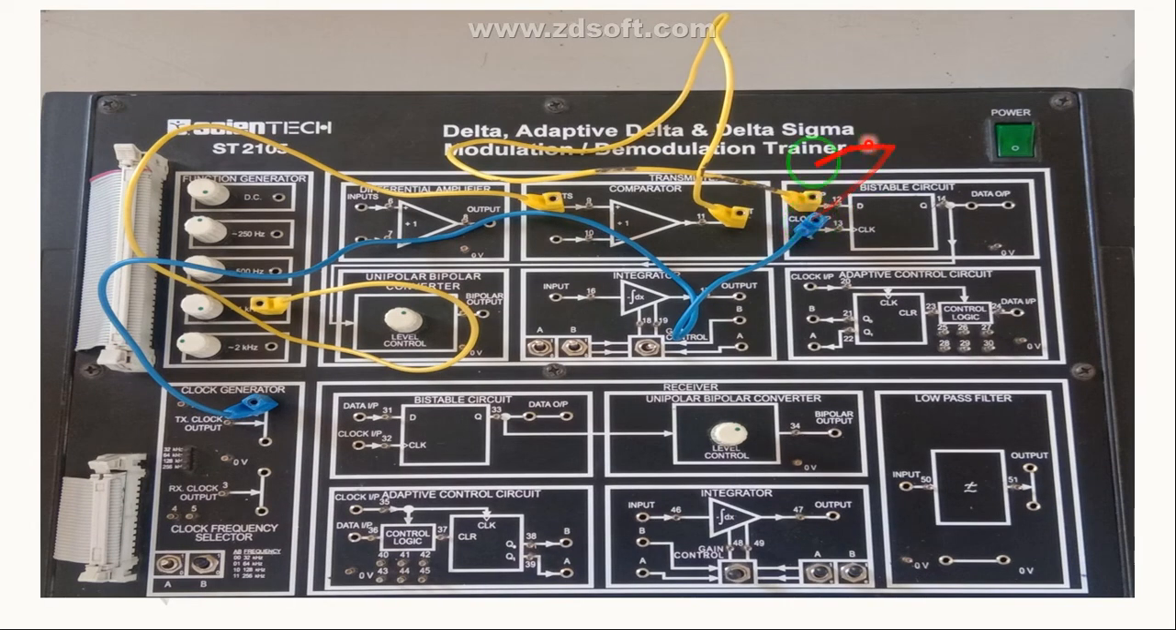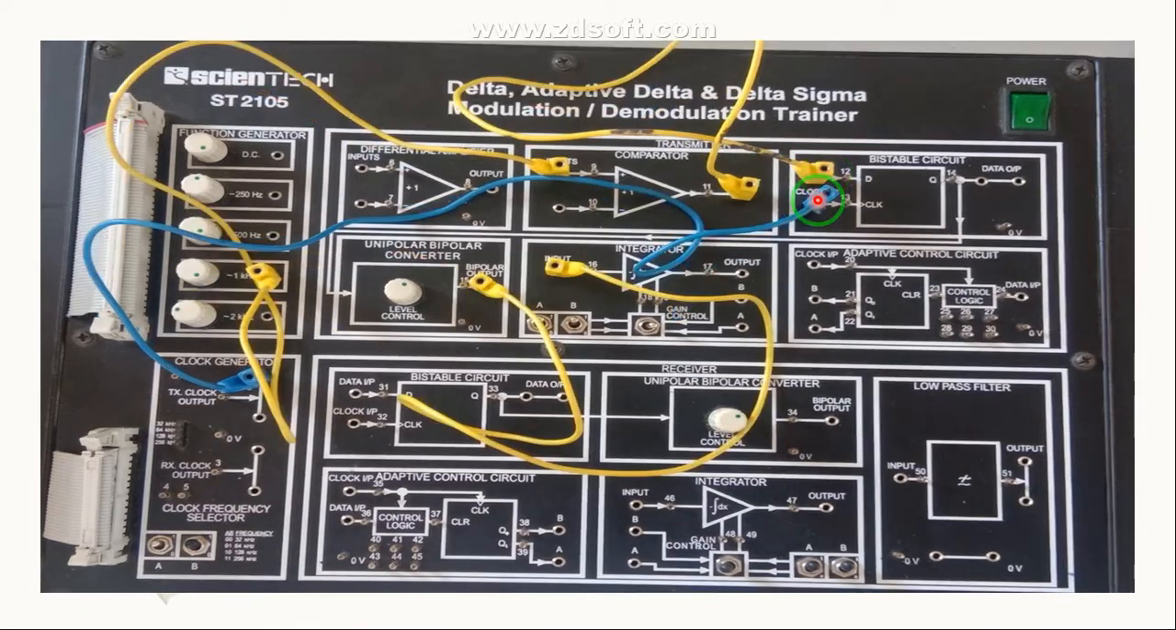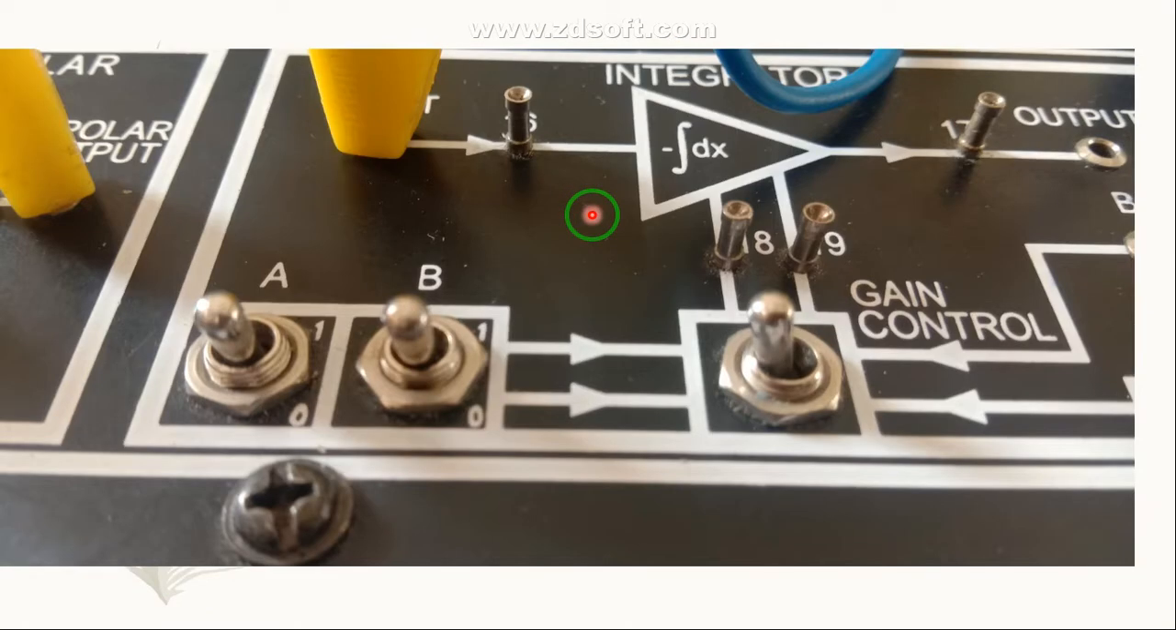After that, the output of this comparator we have connected to the input of your bistable circuit, that is your D flip-flop, because we need to latch the output of this comparator. Since this is the DM output, it is internally connected to the unipolar to bipolar converter. The output of the unipolar to bipolar converter has been given to the input of your integrator. And then the output of this integrator we need to connect to the negative input of this comparator.